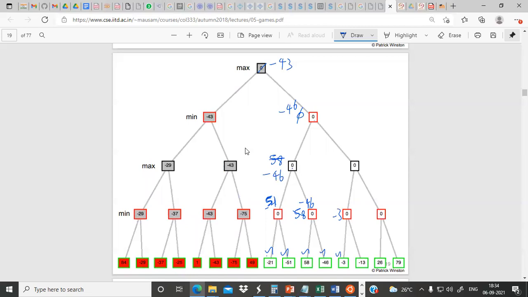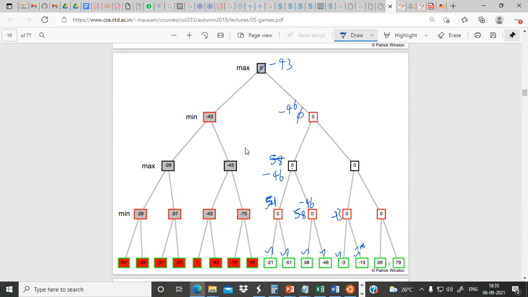This is max of minus 3 and 0, which is 0. No change. And min of minus 46 and 0 is minus 46. And at the top, it remains the same. Okay. After exploring minus 13, this becomes minus 13 because this is minimum, right? Minimum is minus 13. So this becomes minus 13.